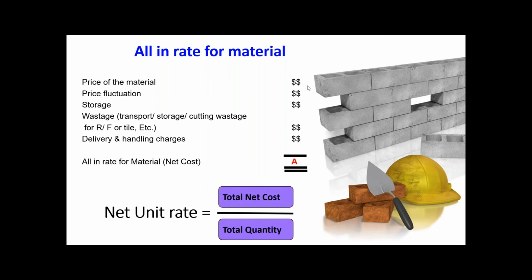So if your material price is say $100, definitely you will end up with $120 or $125 as a net cost, because you have to consider all other aspects. Say for example, we want 100 bricks to construct the wall. Okay, can we buy exactly 100 bricks? What do you think? No, it cannot be.